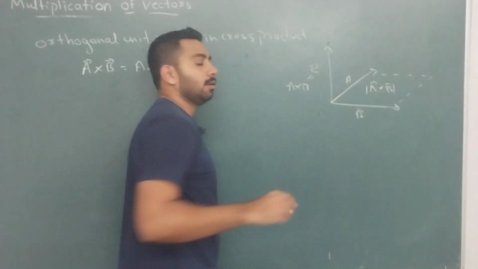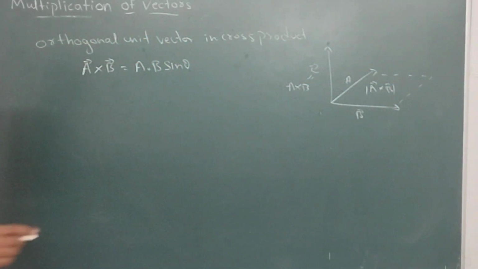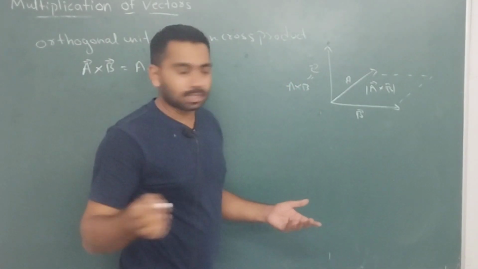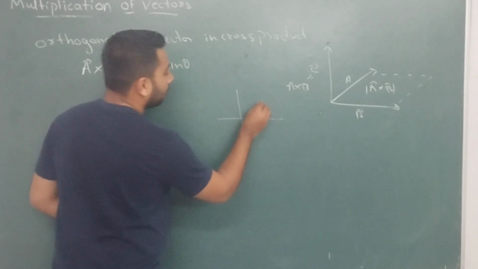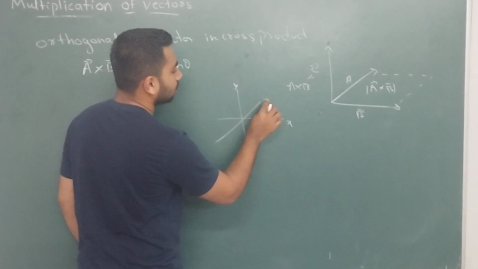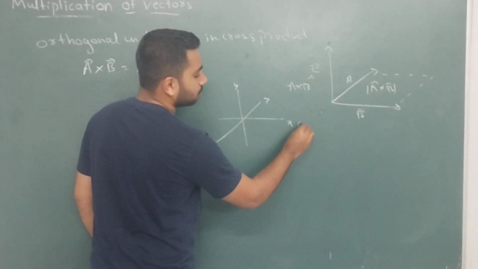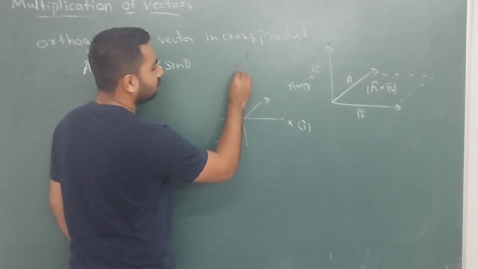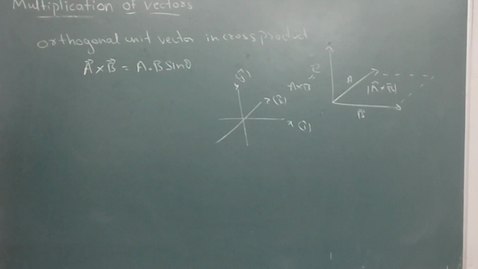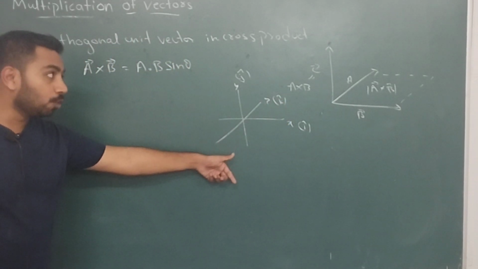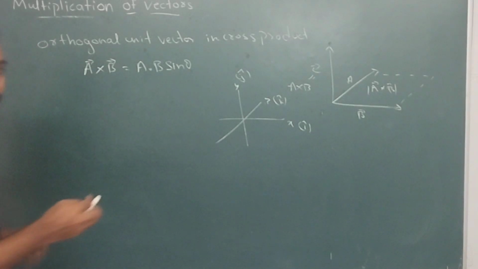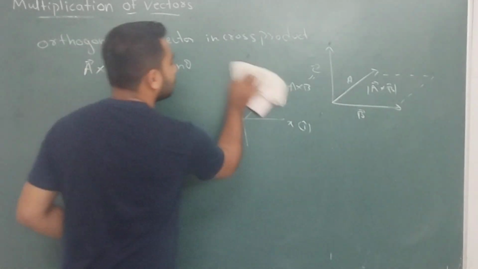Now if you come to orthogonality, orthogonal vectors means what? Orthogonal vectors means perpendicular vectors, perpendicular to each other. This is the x-axis, y-axis, z-axis. The vectors which represent these, i, j, k, are called orthogonal unit vectors. Now if you write orthogonal unit vectors for the cross product, it becomes very interesting.